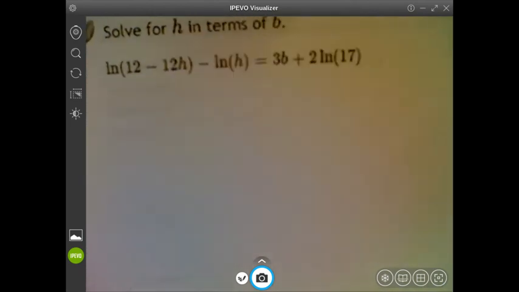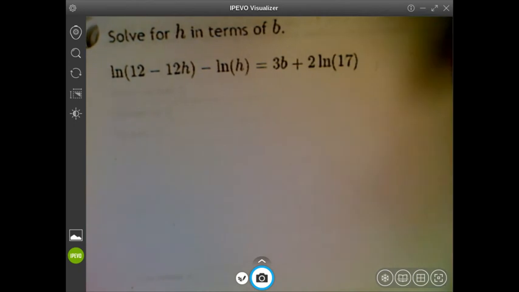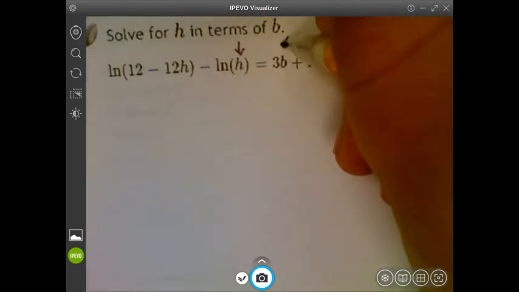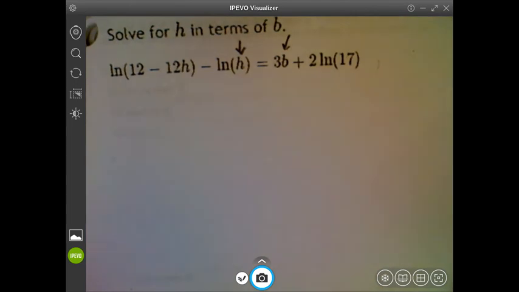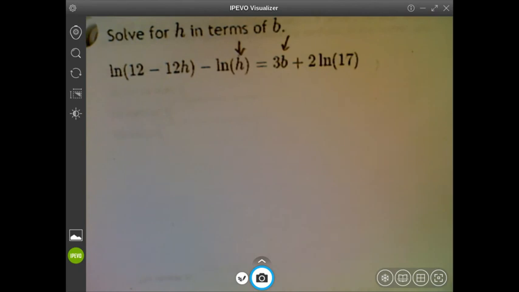All right, another type of equation to solve. This one we have natural logs, and we're going to solve for h in terms of b. What they're saying is, figure out what h is equal to, and by the way, there's a b in there, so the b is just going to stay in there. You're just going to do the algebra around the b instead of having an actual value there. So we're solving for h, and the b is just going to float through our problem as we work on solving for h.